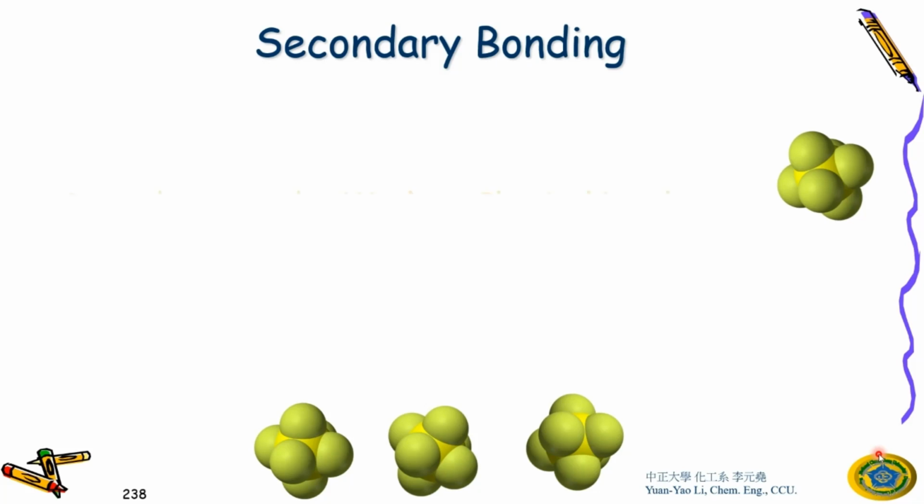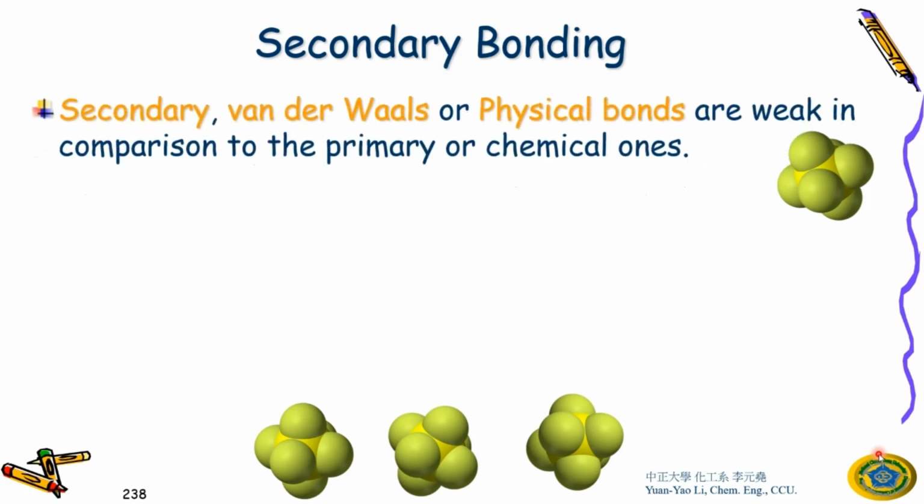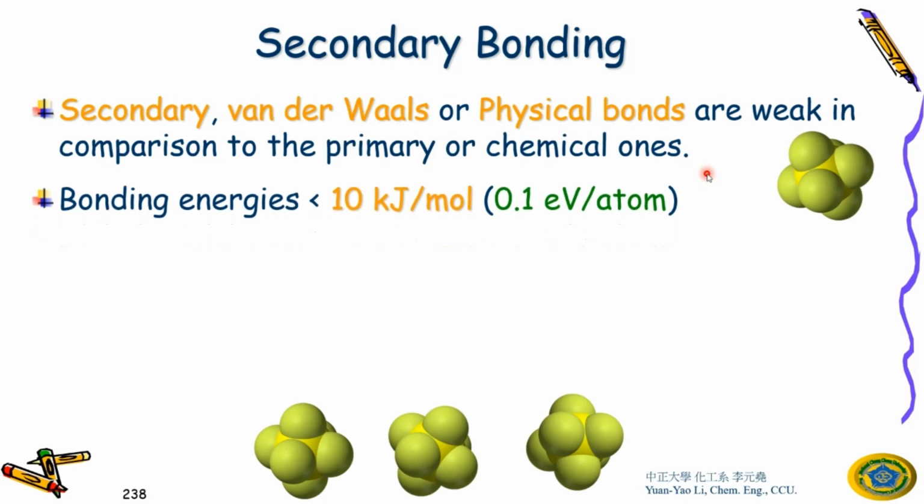Okay, so the secondary bonding, we just quickly talk about this. The secondary bonding is van der Waals force, or physical bonds, which are weak in comparison to the primary or chemical ones. So the bonding energy is small, smaller than the bonding energy of the chemical bond. Normally the bonding energy is less than 10 kilojoule per mole, which is about 0.1 electron volt. But of course, this is higher than room temperature thermal energy, right? 0.025 electron volt.